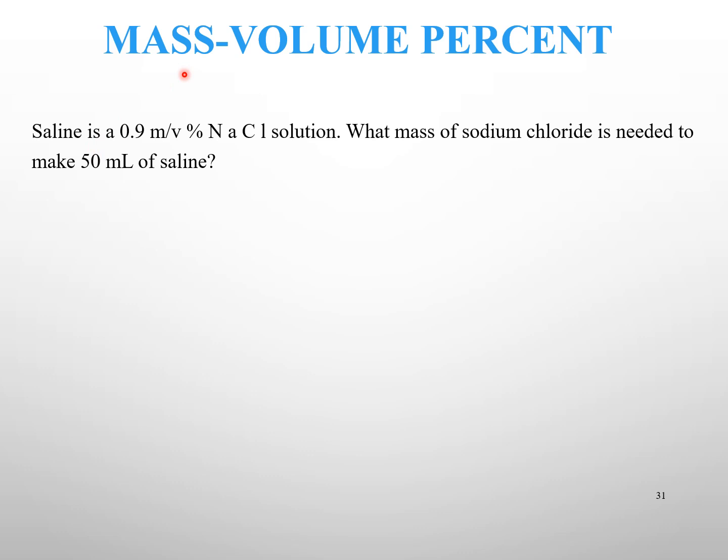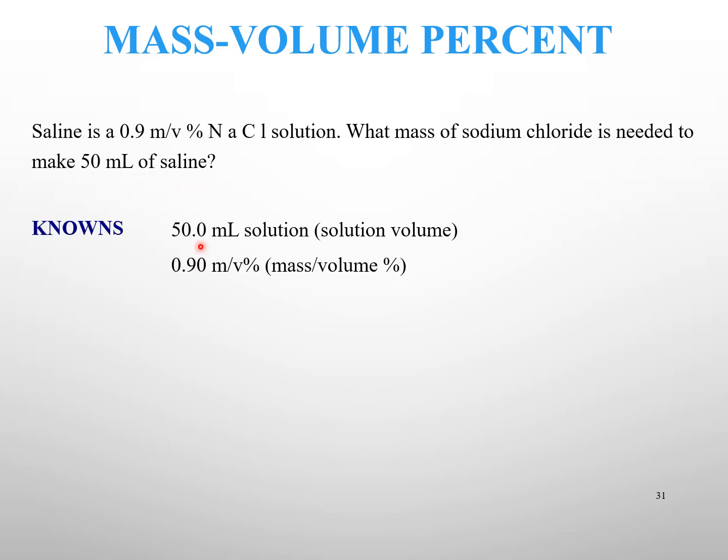So the next question is a mass volume percent. Saline is 0.9 mass per volume percent NaCl solution. What mass of sodium chloride is needed to make 50 mils of saline? So what we know is we have 50 mils of saline, and we also know the mass volume percent there. So again, we can use the formula. We just rearrange it, okay?